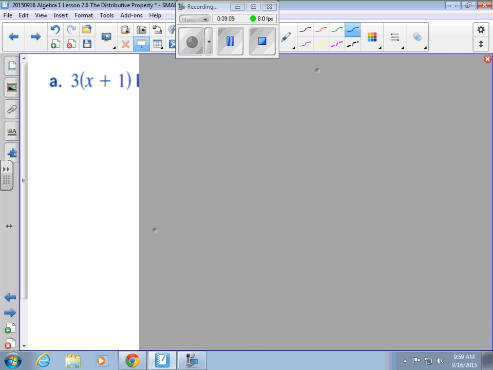On the back, 3 times x plus 1. Do it quick. It'll take 15 seconds. When we distribute it, 3 times x is 3x. 3 times 1 is positive 3. That's all we can do with that. We can't put those two together and get 6x because they are not like terms.